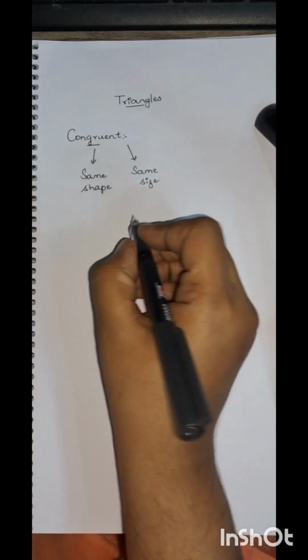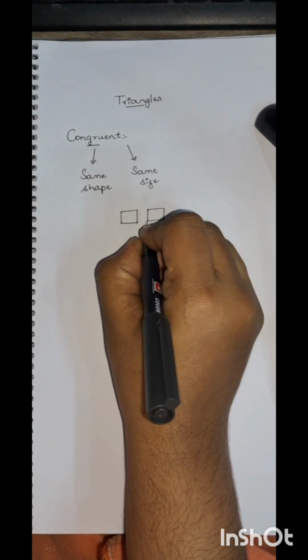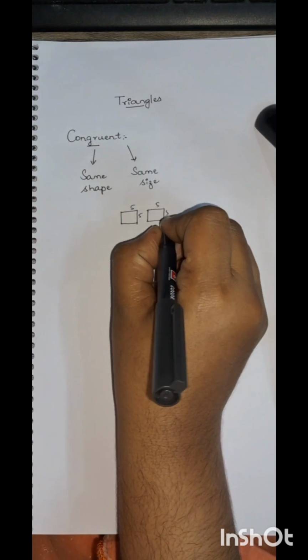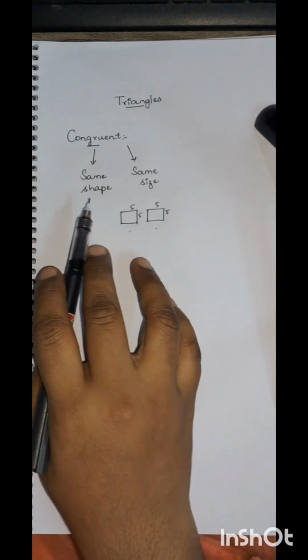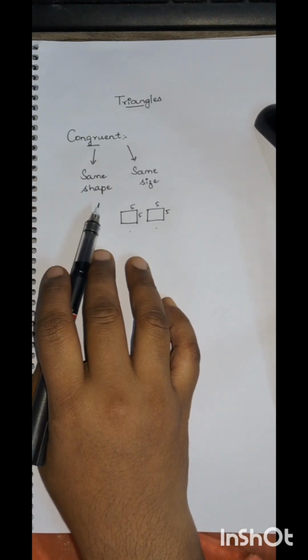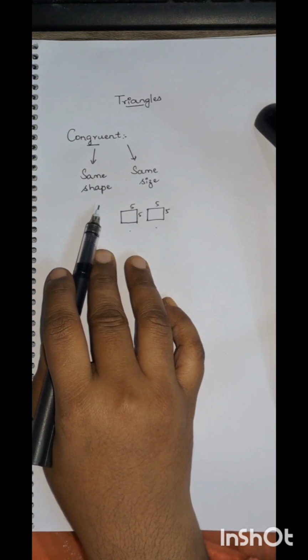Now suppose you take two squares, and they are measuring 5 centimeters each. At that time we can say that these two squares are congruent squares. Congruent means same shape and same size.